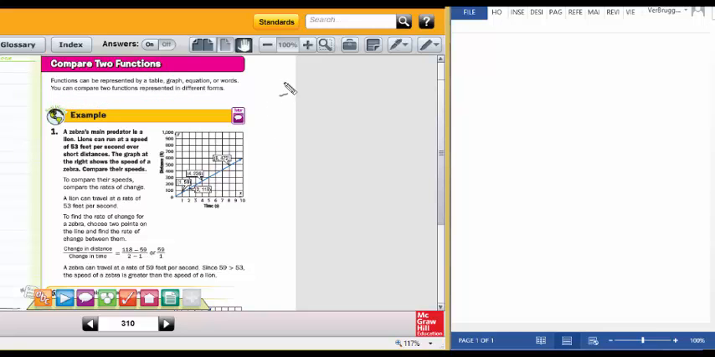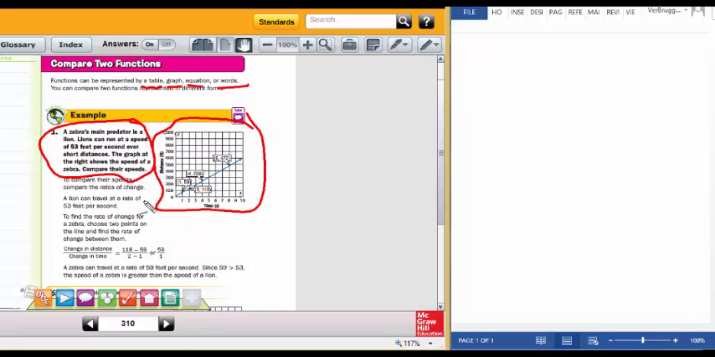This is just like we did in previous chapters, where in one case we've got a situation where they give us a speed in words and then they want us to compare it to a speed shown in a graph. And really all this amounts to is find a unit rate no matter what way they give it to you, whether they do it in a table, a graph, an equation, or words. Find the two unit rates and compare them that way. So let's take a look at example 1 and you'll understand exactly what I mean.